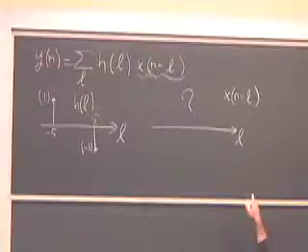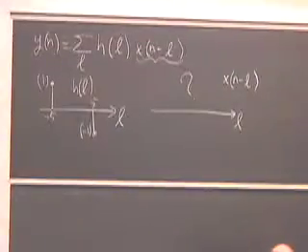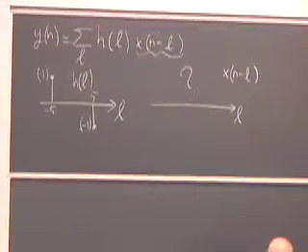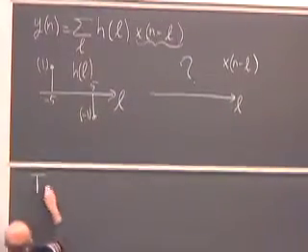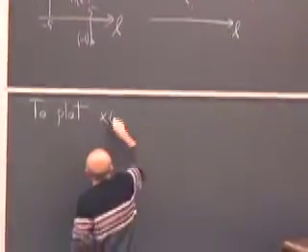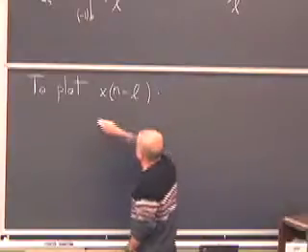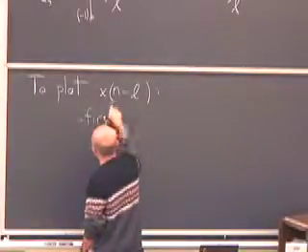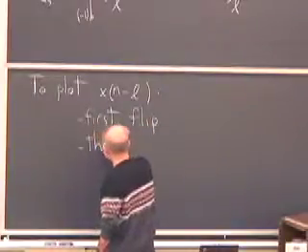So I want to plot x of n minus L. When L is the dummy variable, n becomes a number. Okay? So here's the scheme. To plot x of n minus L, first flip, then shift.